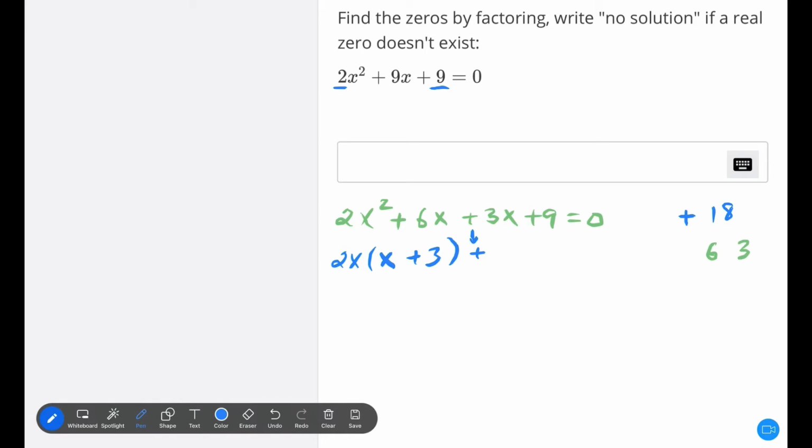The highest common factor between 3 and 9 is 3. Alright, 3 divided by 3 is 1x, so just 1x or x. 9 divided by 3 is 3, equals 0. Okay, here are the common factors. 2x plus 3, x plus 3. Alright, and then you're going to solve for those two.